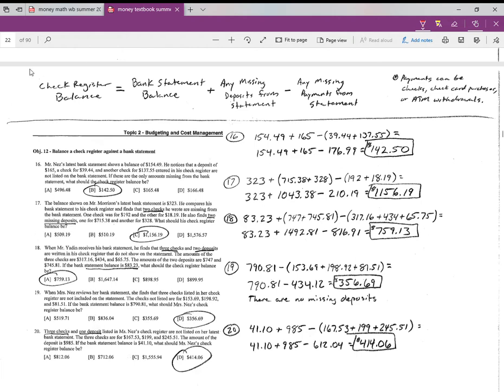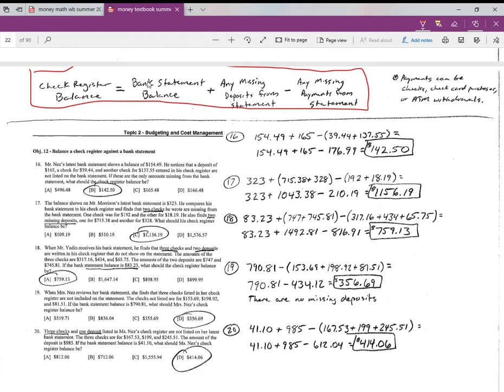So the main thing that we're going to be using in this objective is this little formula here. Check register balance means if you're up to date on keeping track of things in your checkbook, that's what we're trying to match by using the bank's information. So what we do is you'll get a bank statement balance, or nowadays that might just be going on your app and seeing what your balance is.